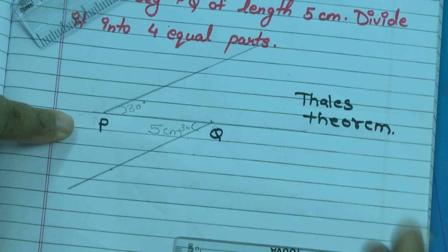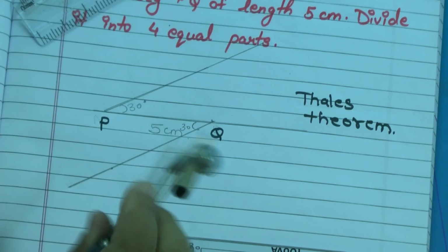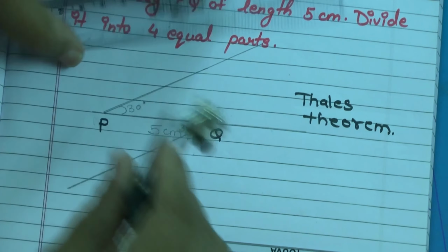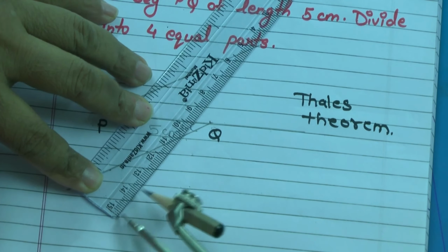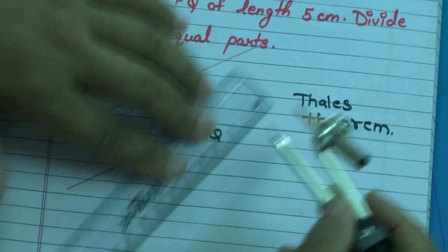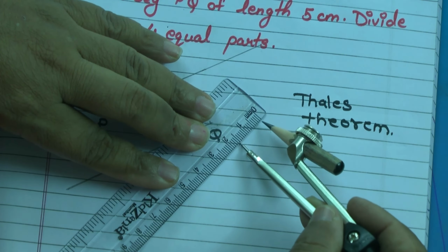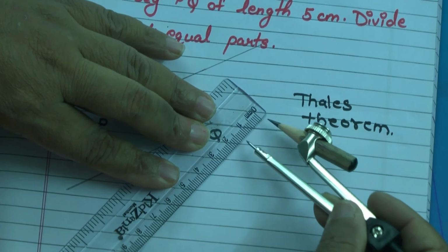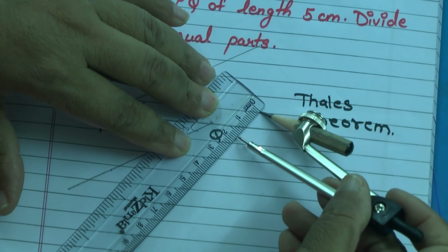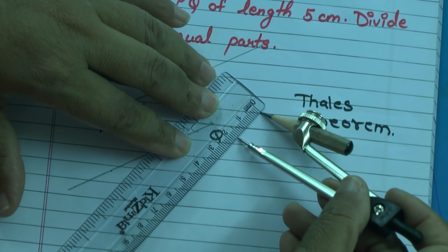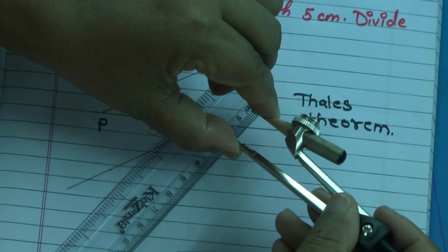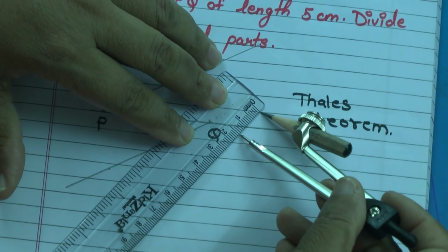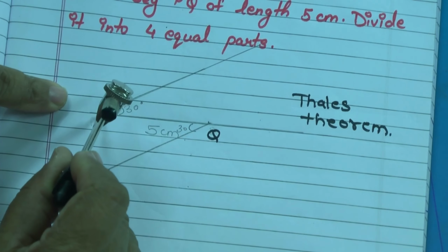Now take the compass of desired length. I have here used some length, but I have not measured it. If you want, you can also measure it. Let me check it here. 0.9. Take a little broader. 1.2 it is. 1.67. Take a little less. Okay, 1.5 I have taken.